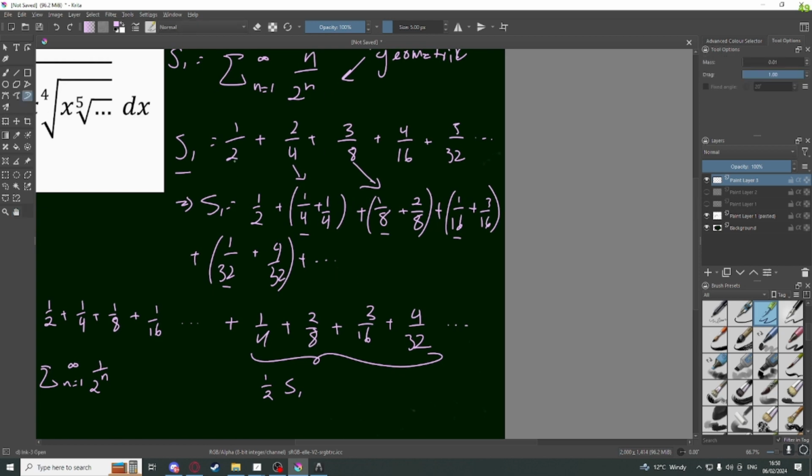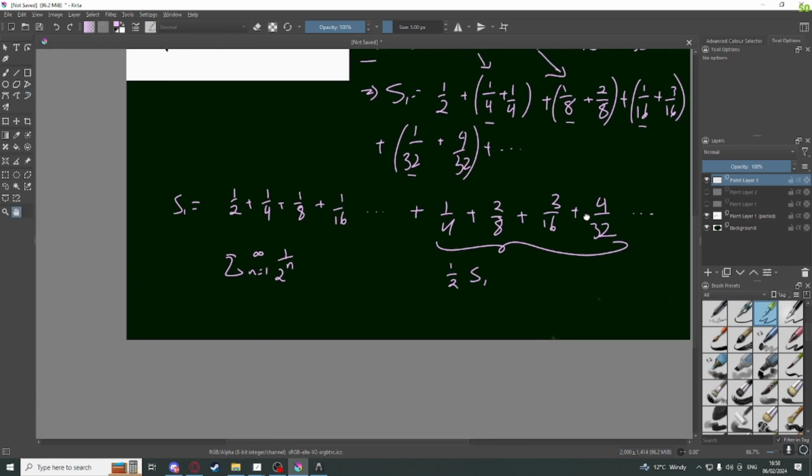Because if I divide each term by 2, I get 1 over 4. 2 over 4 becomes 2 over 8. 3 over 8 becomes 3 over 16. 4 over 16 becomes 4 over 32. And so I could just simplify this to be 1/2 over 1/2, which is 1.